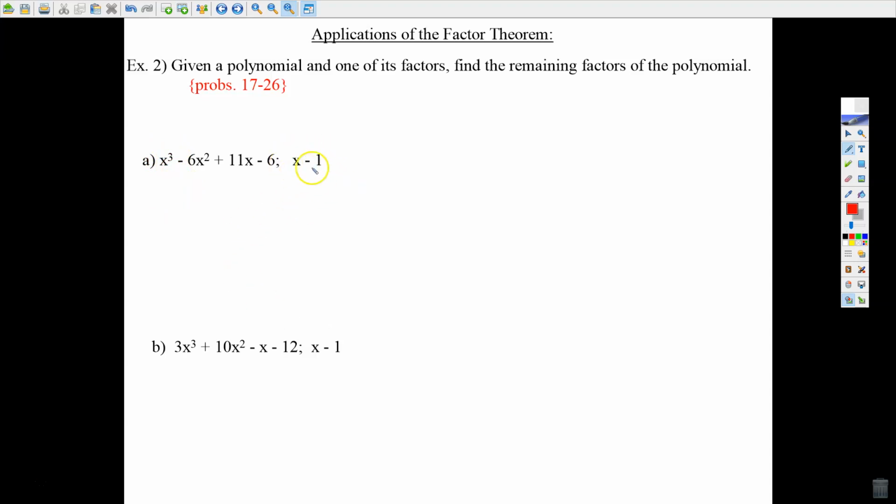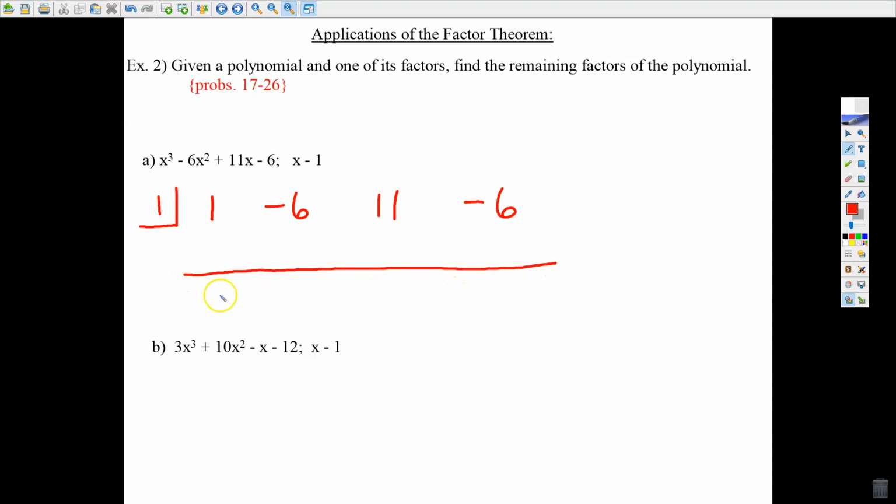So this time, think of dividing by x minus 1. So remember, when I'm dividing by a binomial that's given, I need to be careful that I change to the opposite of the way it looks. So I'm going to put positive 1 in the house. And I write 1, negative 6, 11, negative 6. Now, if this truly is a factor, then when I go through the synthetic division process, I should get a 0 remainder. Let's see if that's true.